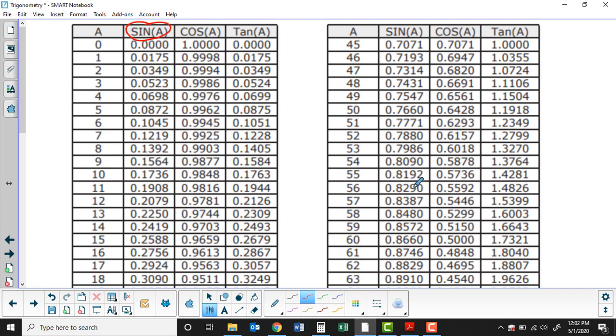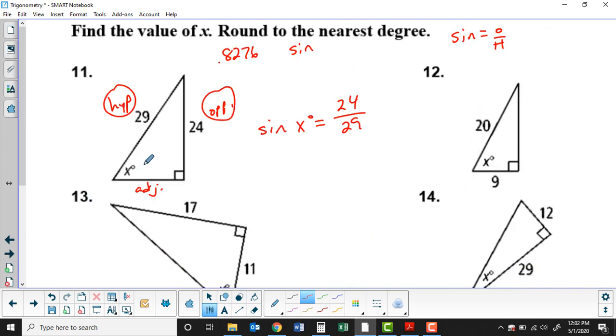So I'm going down my sine column and 0.8276. Oh, guys, look at this, 0.8290. That is very, very close to 0.8276, right? 0.8290. So that means that angle is 56 degrees, all right? So what we're saying is this angle right here is around 56 degrees.